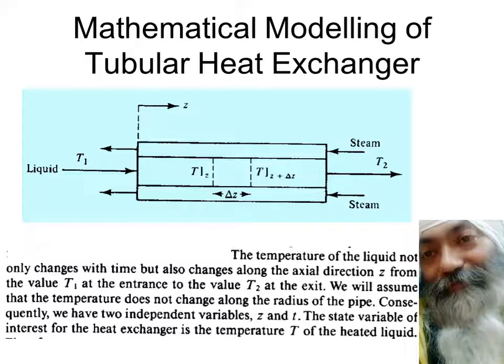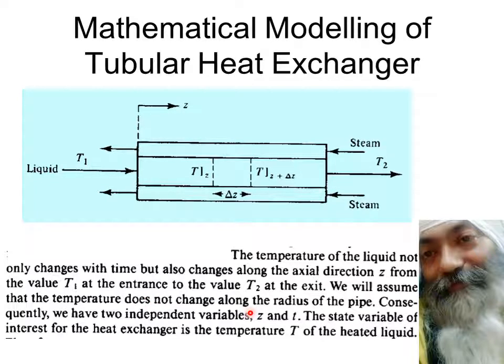So what we have told you, and what I'm going to tell you this time, I will be very specific and repeating: the temperature of the liquid not only changes with time but also along the axial direction z, from the value t1 ultimately to the value t2 at the exit. We are assuming that this temperature is not changing along the radius of the pipe.